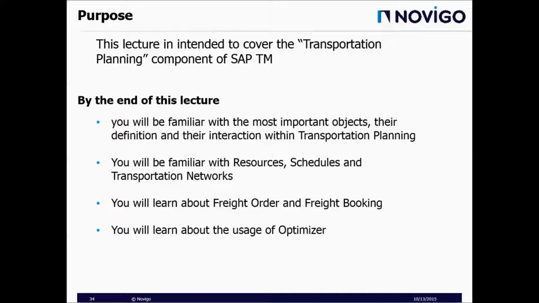The purpose of this lecture is to cover the transportation planning component of SAP TM. By the end of this lecture, you will be familiar with the most important objects, their definition, and their interaction within transportation planning. You will be familiar with resources, schedules, and transportation networks. You will learn about freight order and freight booking, and you will learn about the usage of optimizer.